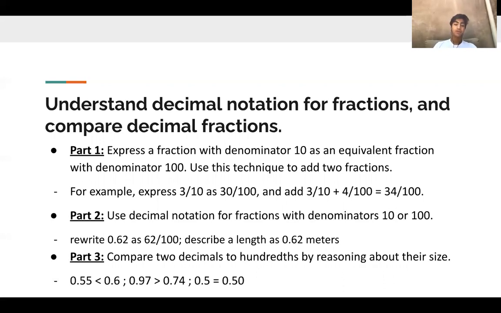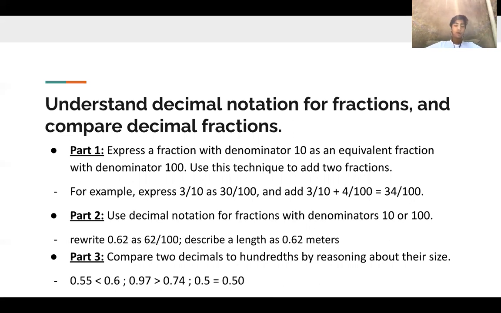Let's look at the second part here. You want to use decimal notation for fractions with denominators 10 or 100. Pretty simple. If we want to rewrite 0.62, we're going to rewrite that as 62 over 100, because that's simply how you rewrite a decimal. Since it's from one whole, it's going to be 0.62, and you write that as 62 over 100. Now, you can then describe that length as 0.62 meters. So just understand that 0.62 can also be used to represent certain lengths.